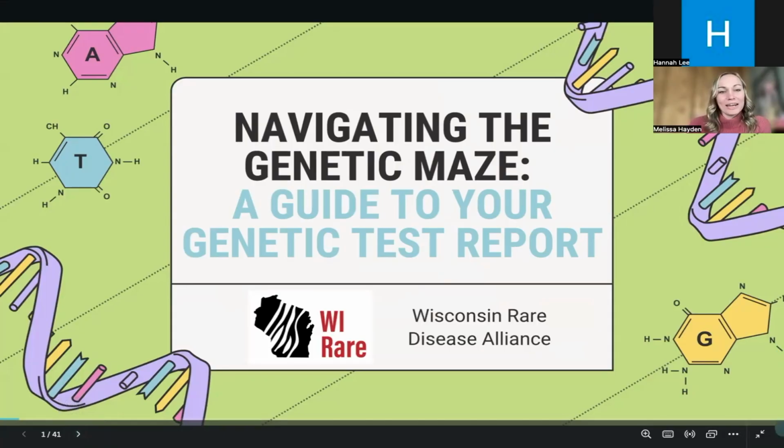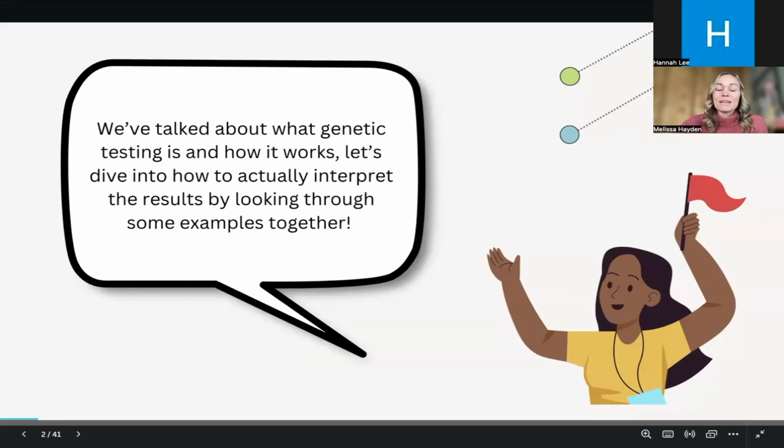Navigating the Genetic Maze, a guide to your genetic test report. We've talked about what genetic testing is and how it works. Let's dive into how to actually interpret the results by looking through some examples together.